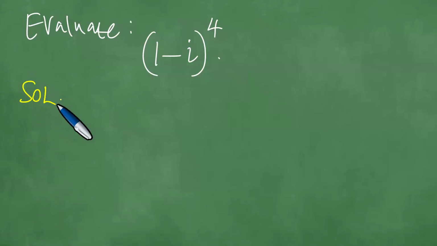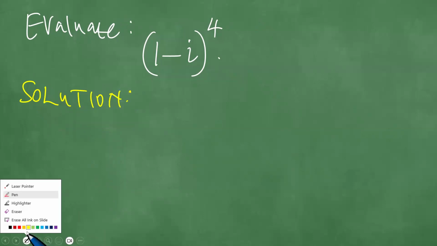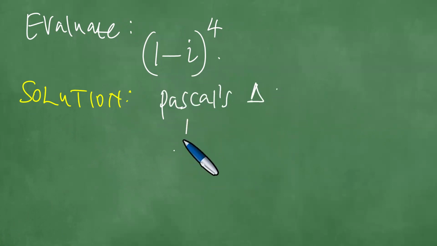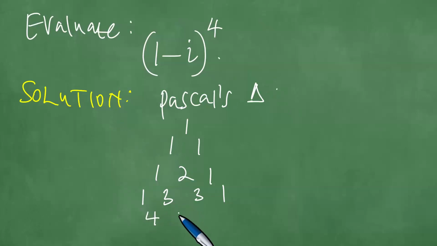So to do the solution for this, we use something we call Pascal's triangle. What will Pascal's triangle tell us? It tells us that a triangle can be formed like this. If you add 1 and 2, you get 3. 2 and 1, you add, you get 3. You add 1 and 3, you get 4. 3 and 3, you add them, you get 6. 3 and 1, you get 4.